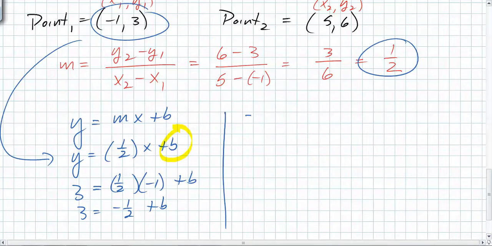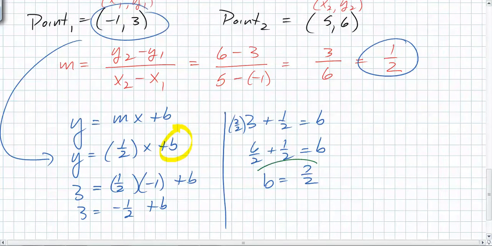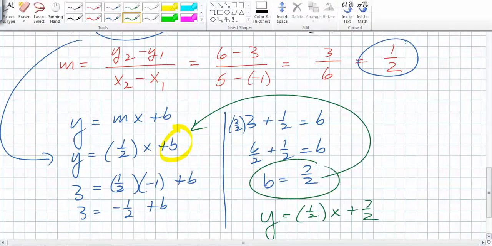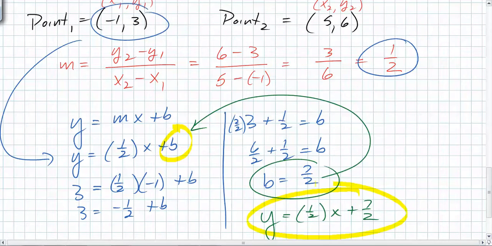You're going to add 1/2 to both sides, so it's 3 plus 1/2 equals b. Multiply this by 2/2 to get that into halves. So you have 6/2 plus 1/2 is equal to b. So b is going to be equal to 7/2. We now can take this value and plug it into our b value, leaving us with y is equal to 1/2 x plus 7/2. So we just found the equation of this line starting with 2 points by finding the slope and then finding the b value.